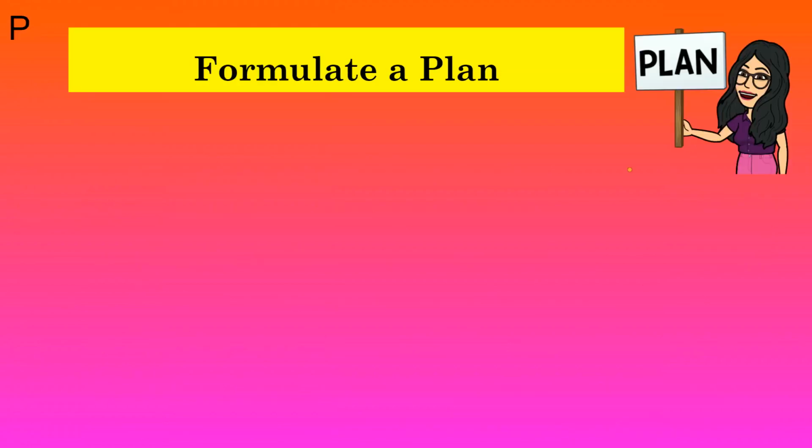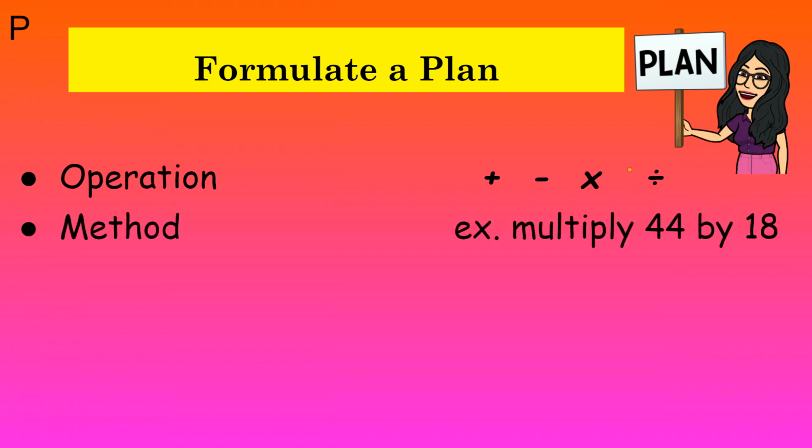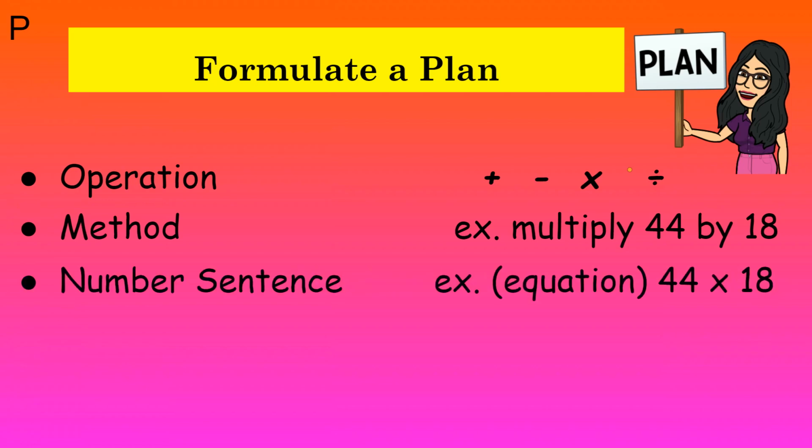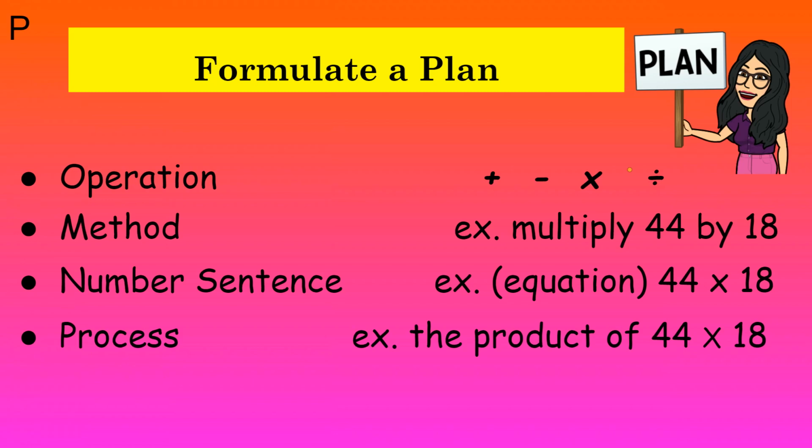Step 2, formulate a plan. You will write down the operation you used, write down the method. For example, multiply 44 by 18, the number sentence in an equation form, 44 times 18, and the process. An example would be to write the product of 44 times 18.